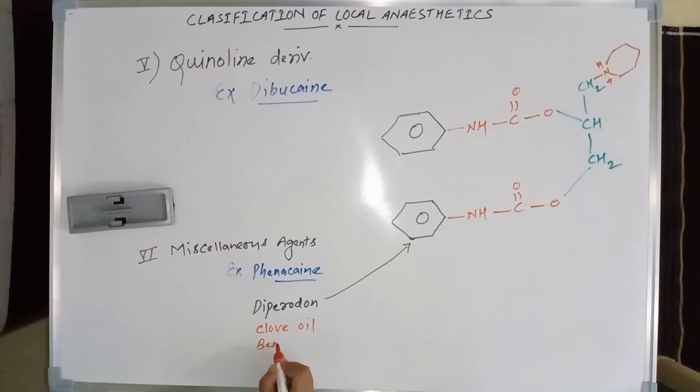benzyl alcohol, and propanediol. These also come under this class. So here it finishes the classification of local anesthetics. Next we will see the synthesis of important drugs which come under local anesthetics, and their SAR.